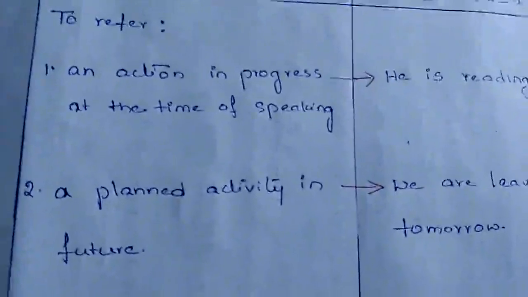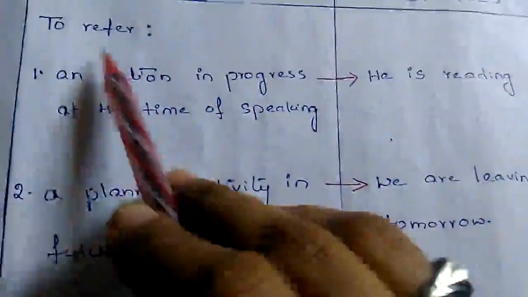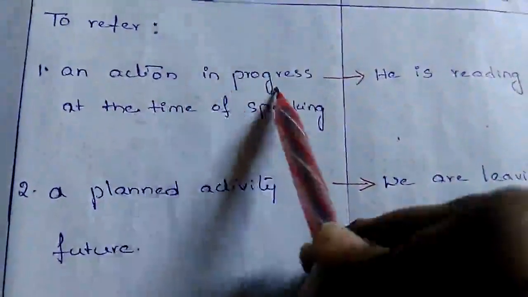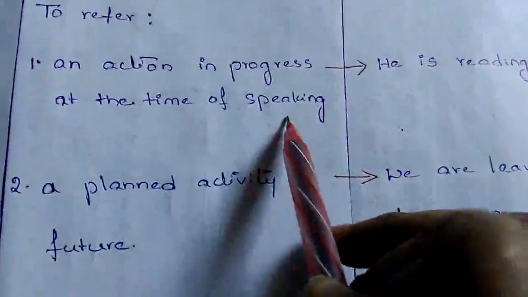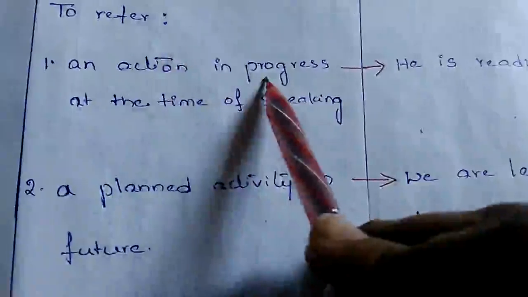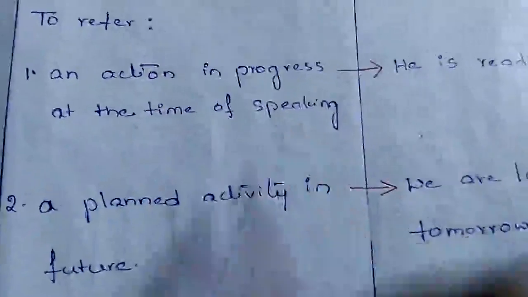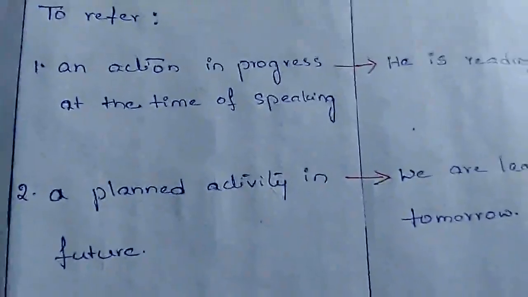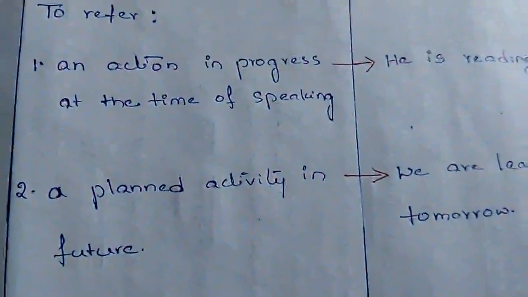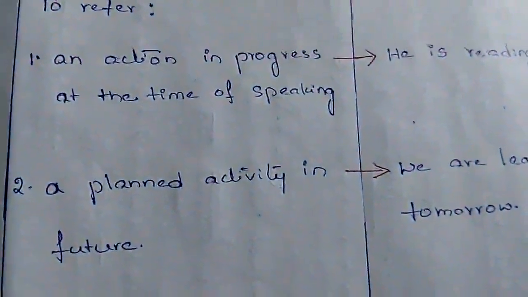And when it comes to the uses, we use this present continuous form when we are referring to an action in progress at the time of speaking. When we are speaking, and if something is happening, to express that action which is happening, we use continuous form.